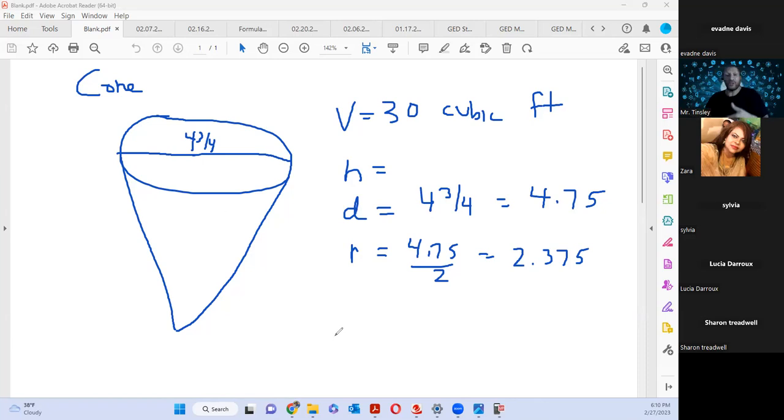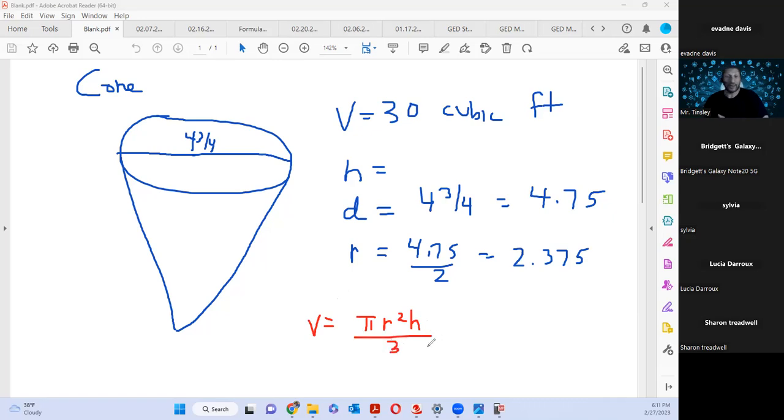Now, what is the formula to find the volume of a cone? Does anybody have that formula sheet handy? Now, remember, you should hear Mr. Tinsley: every time you work on math, you should have scrap paper, calculator, and formula sheet. That's the only thing I don't have, my formula sheet. Volume equals 1/3 pi r squared height.